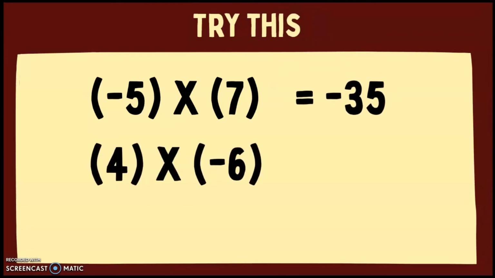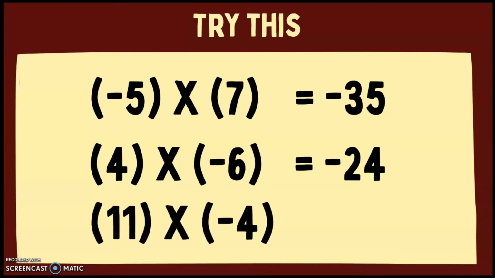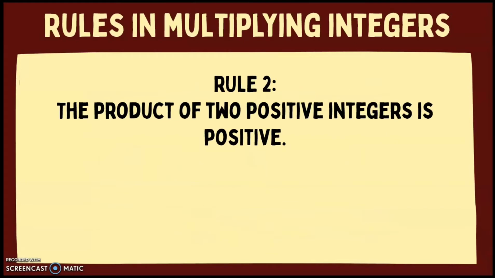Next, 4 times negative 6. So a positive and a negative number. So 4 times 6 is 24. So the final answer is negative 24. Lastly, 11 times negative 4. So 11 times 4 is 44. And since there is a positive number and a negative number, so the final answer is negative 44. So that's for the first rule.